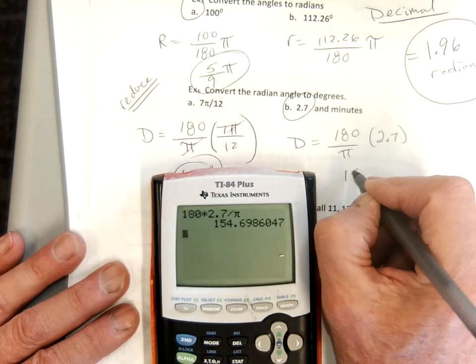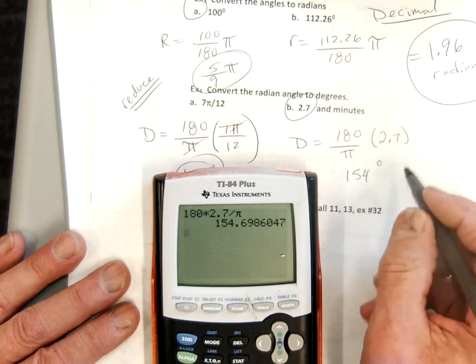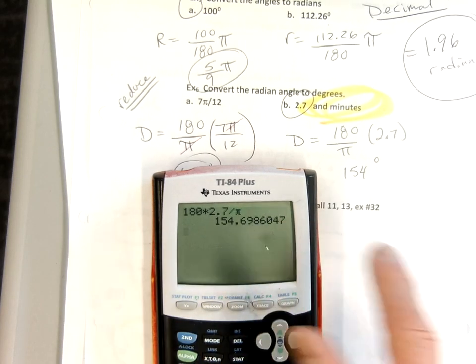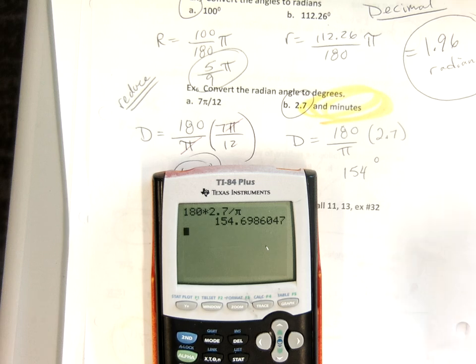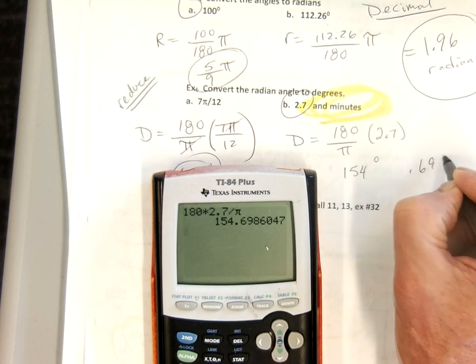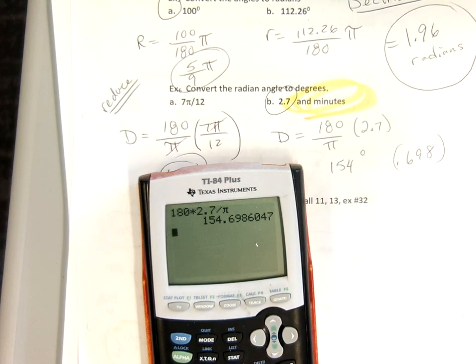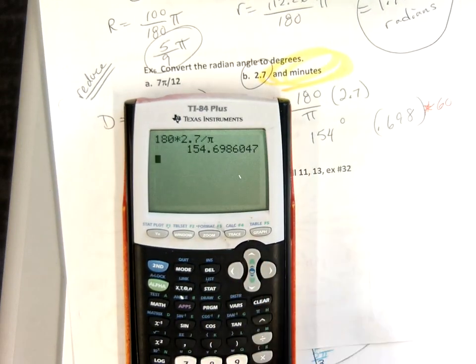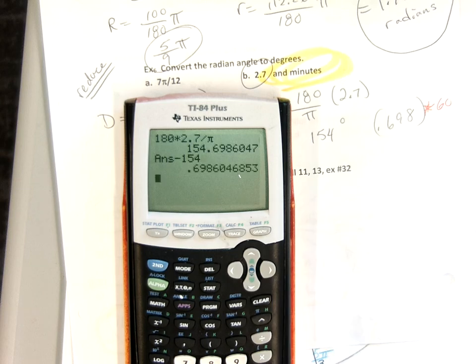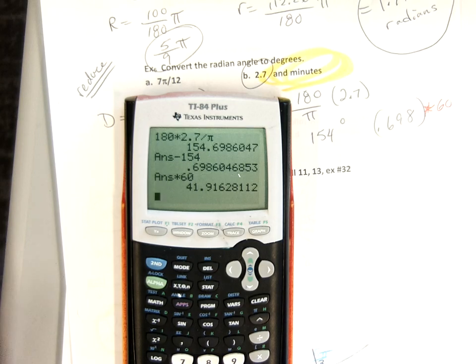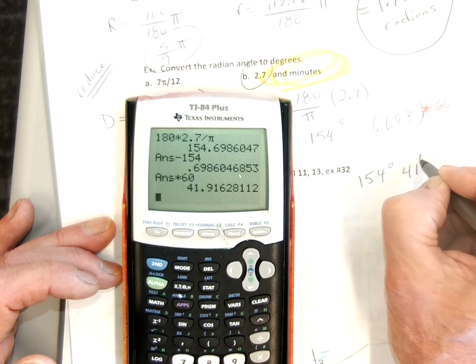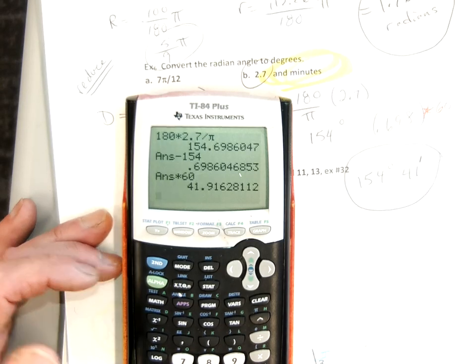I get 154 degrees, and now I want minutes. So I'm going to take the decimal part of this. For us, our decimal was 0.698, and so on. If I multiply this by 60, I'll get minutes, because minutes pop up in navigation. So I just took out the 154. I'm going to multiply my decimal times 60, and I get about 42 minutes. So my angle is going to be 154 degrees and about 41 minutes. See the little hash? That means minutes, okay? And you'll see minutes in navigation.